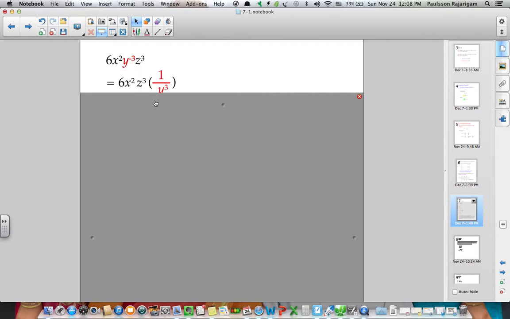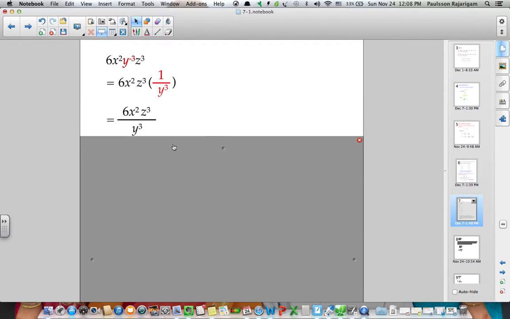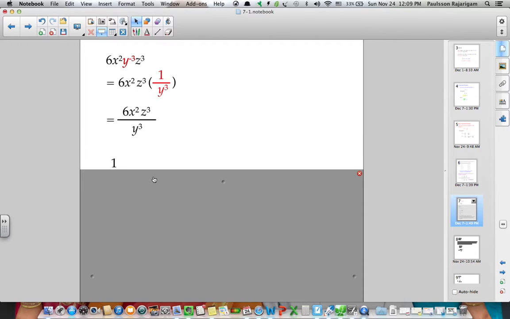And y to the power of negative 3 can be written as 1 over y cubed, which gives me 6x squared z cubed, the whole thing over y cubed. So you can see that the negative exponent in the numerator, when it comes into the denominator, changes into its opposite exponent value.